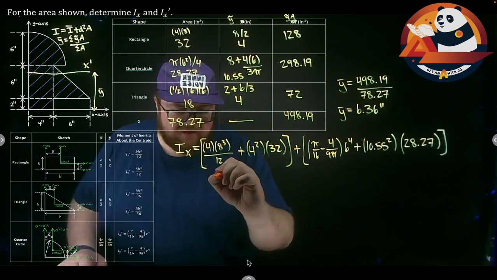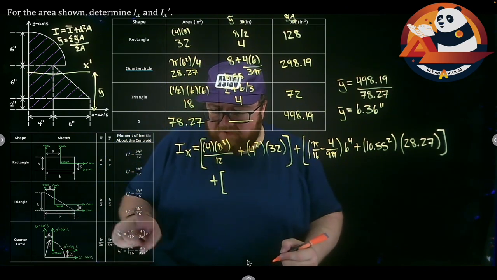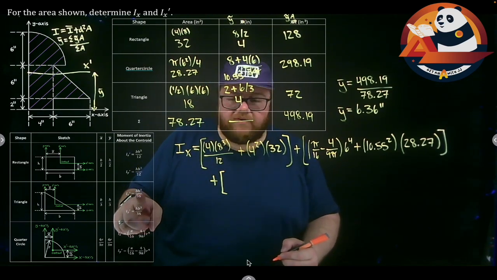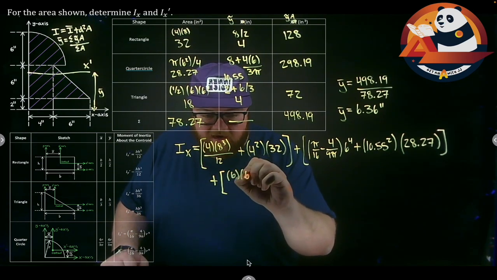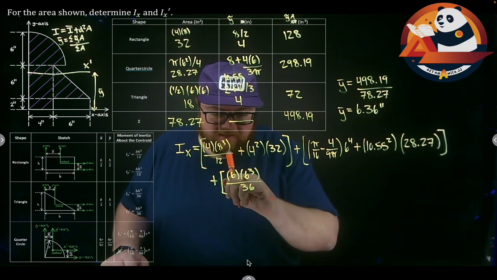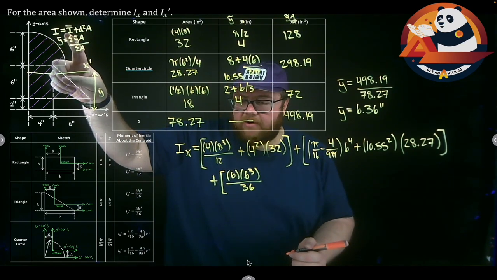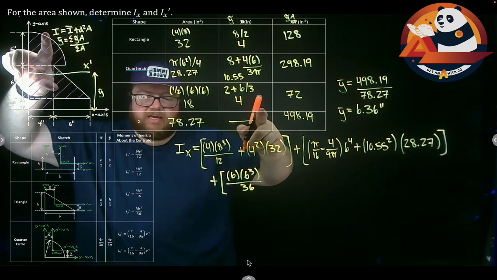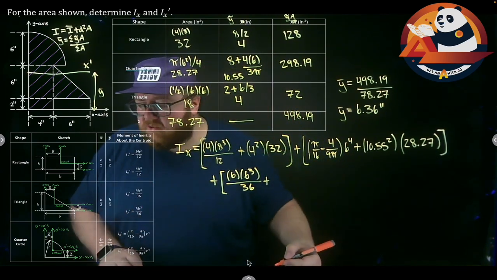Let's get that triangle in. So plus, for the triangle, I have my Ix prime, the moment of inertia about the centroid of a triangle, which is base times height cubed over 36. So we can get that one in there. Base is 6 times my height, also 6 cubed over 36. Plus, what's my distance from the centroid of my shape, that was at 4, to my axis of interest, the x-axis? Really just what's my y tilde distance for this. So plus 4 squared times the area.